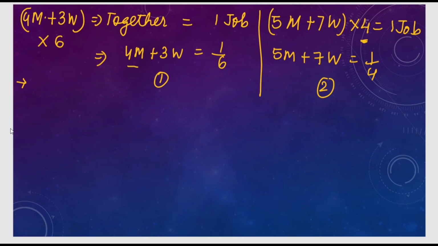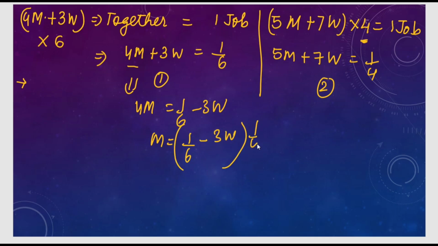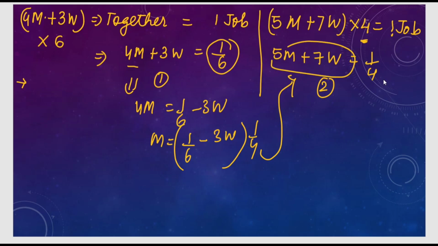Now I will solve them. Tell me, how can I solve them? See, from here I can take out 4 men is equal to 1 by 6 minus 3 women. So men will be 1 by 6 minus 3 women divided by 4, right? I will input this thing in here. Tell me what will be my answer? Why will 1 by 4 come here? Just like 1 by 6, because I am doing one job. So this combination of men and women will do 1 by 4th of the job, 1 by 6th of the job. It is simple. You understand?